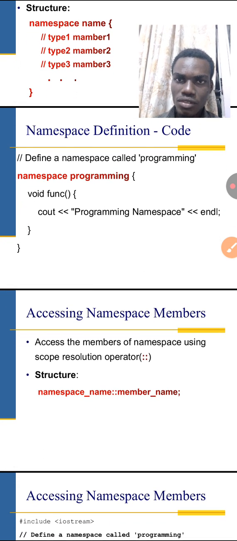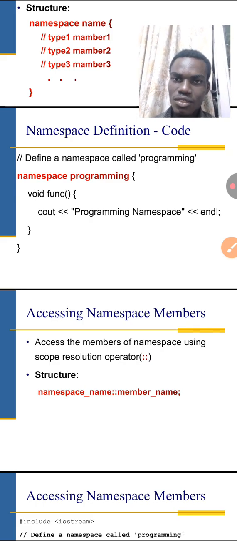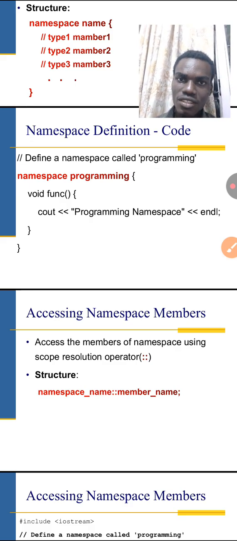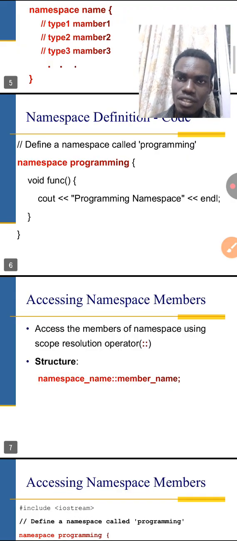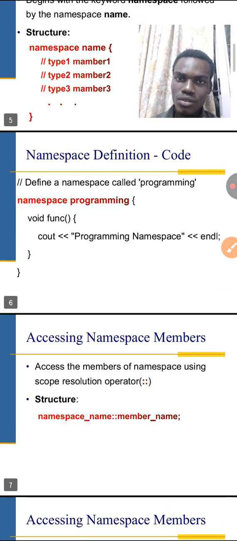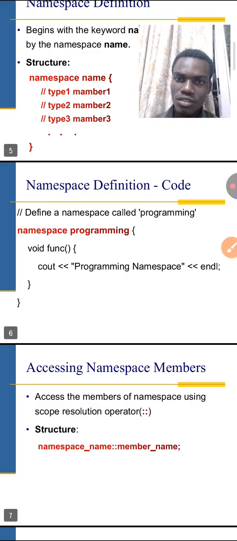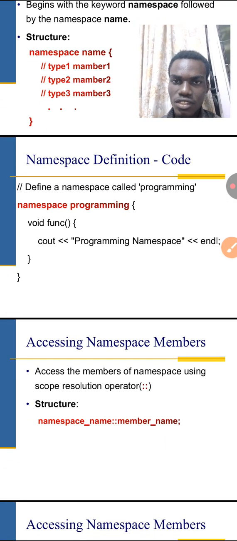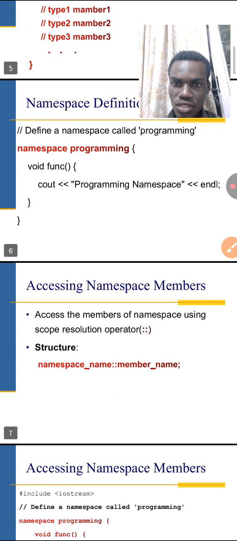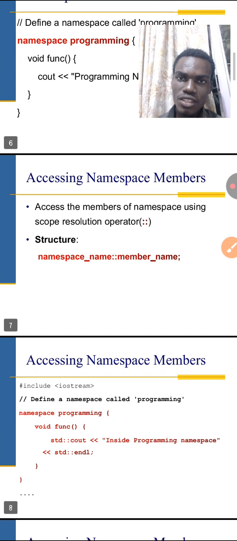So defining a namespace called programming, this is how we are going to do it. So they are all under one thing. So you can see under it, you can see a void function. So and then the namespace is being called out. So let's take a look at this.